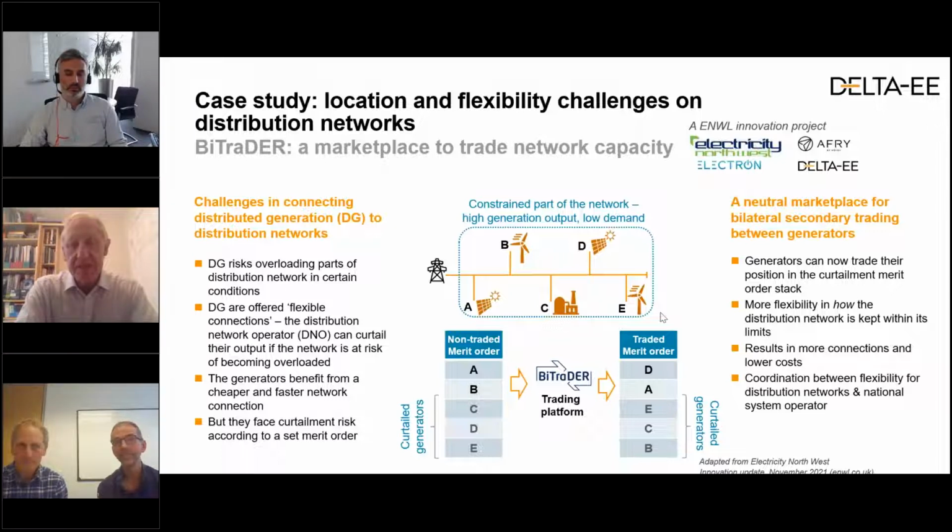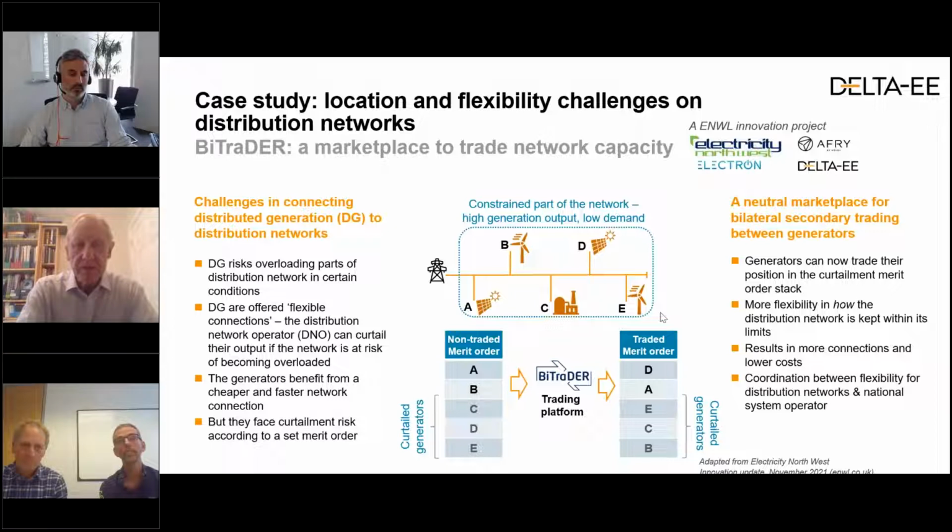As you said at the beginning, the generators will often accept a curtailed connection because it gets them on the system quicker, so they can start earning revenues more quickly. And if you're talking about solar PV farms or onshore wind farms, you're talking of capacity factors of around 11%, maybe 27% for wind. So the curtailment risk may not be that great initially, but as you get more and more DG connecting onto the networks, obviously that curtailment risk starts to rise.